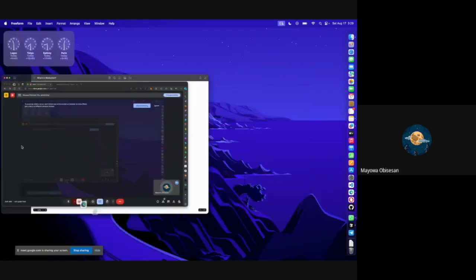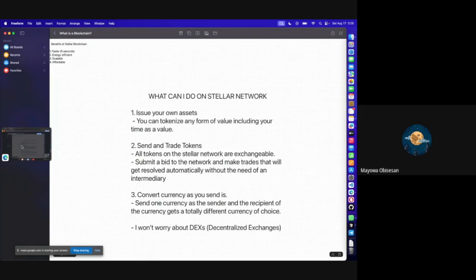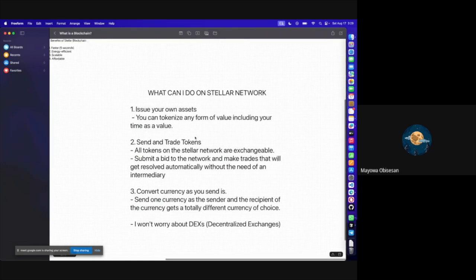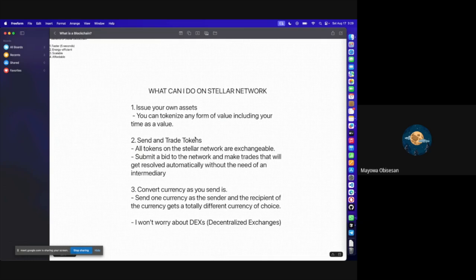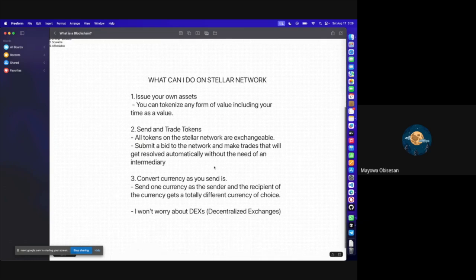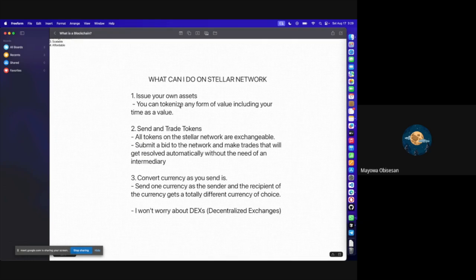Right. So the first thing that happens is I can look at it and say, okay, now thanks to the proof of agreement, thanks to the faster time on Stellar, thanks to the energy consumption, what can I do on Stellar? Right. I know all of these features exist, but then what is possible for me as a user? So what I can do on Stellar is I can issue my own asset. Right. That's the first thing.